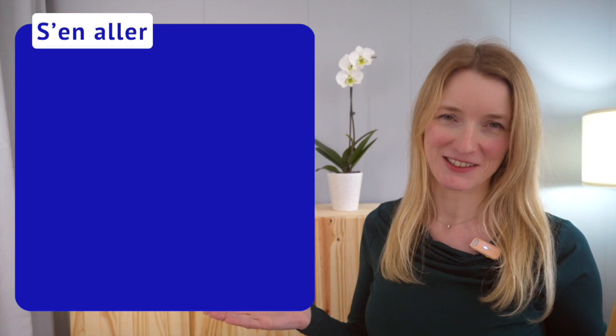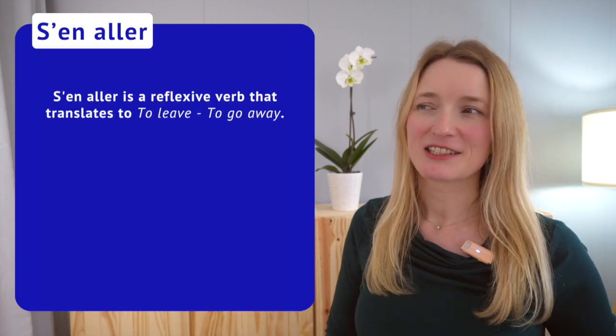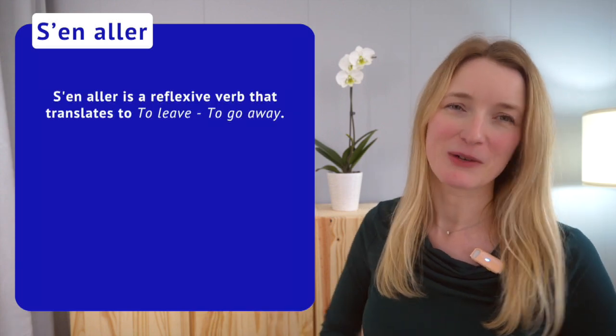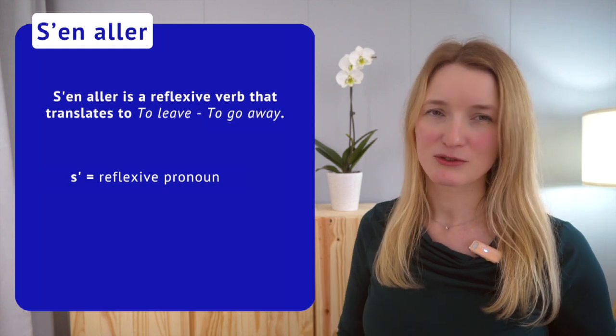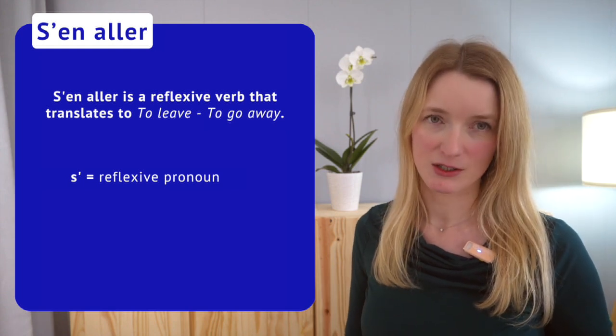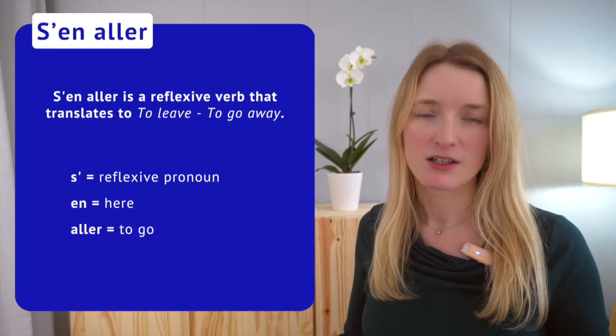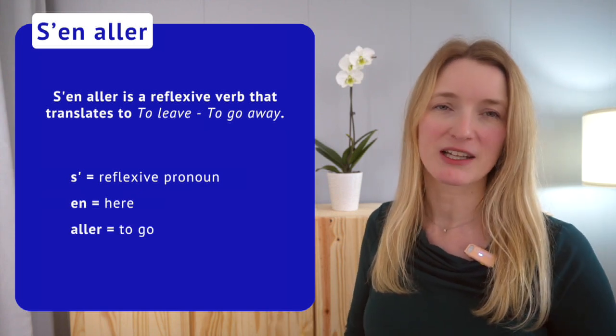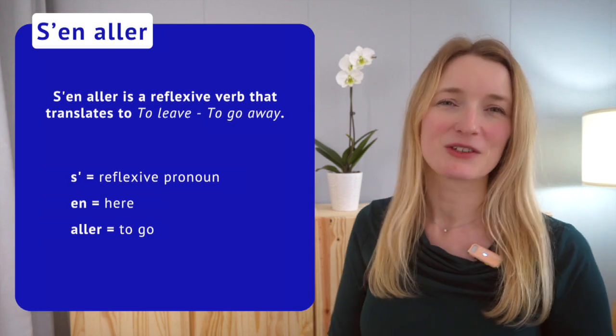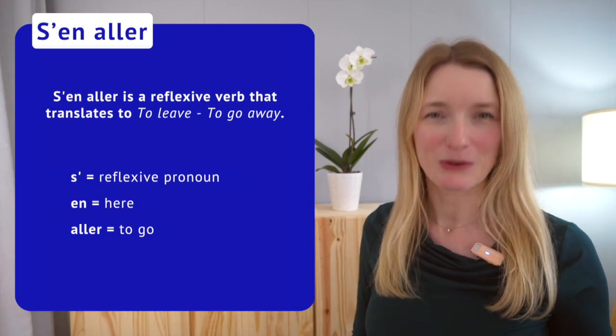So let's start. S'en aller in French is made out of three different parts. We have s apostrophe, which is the reflexive pronoun. We have en, which is the pronoun and it means here. And we have aller, which is the verb and it means to go. All together, it means to leave, to go away.